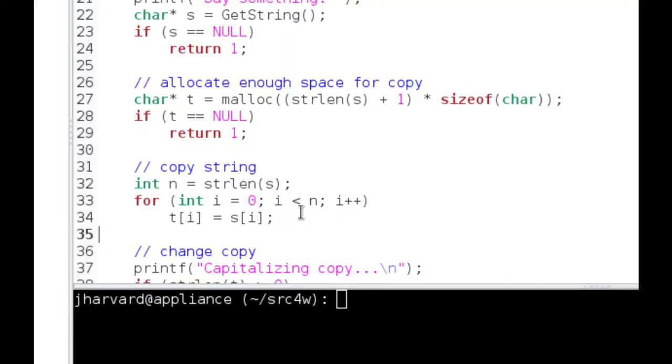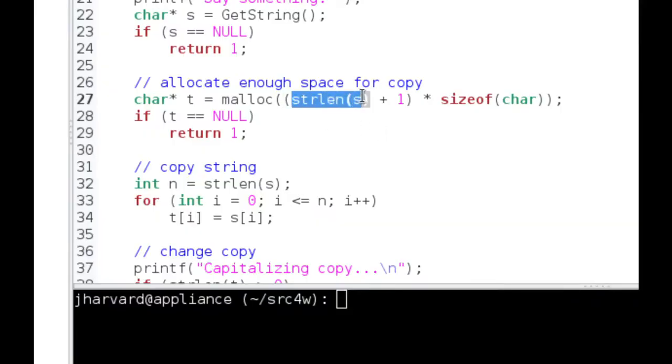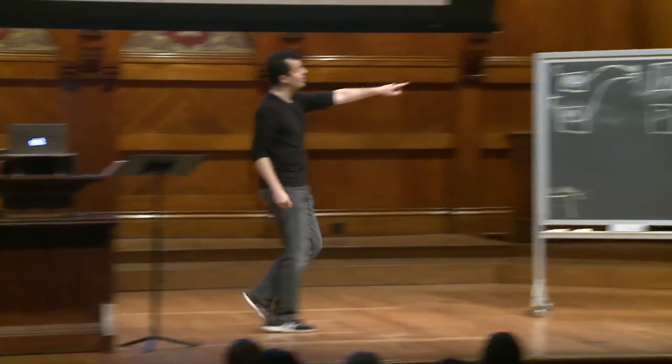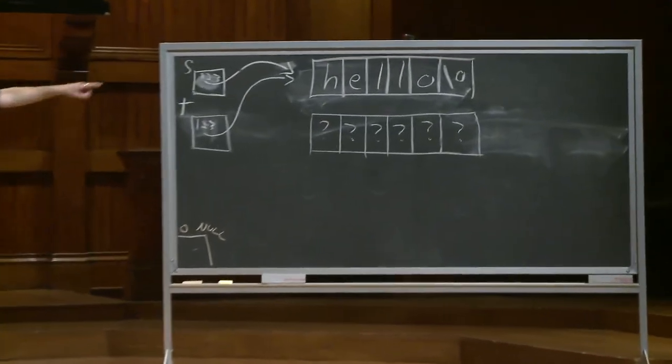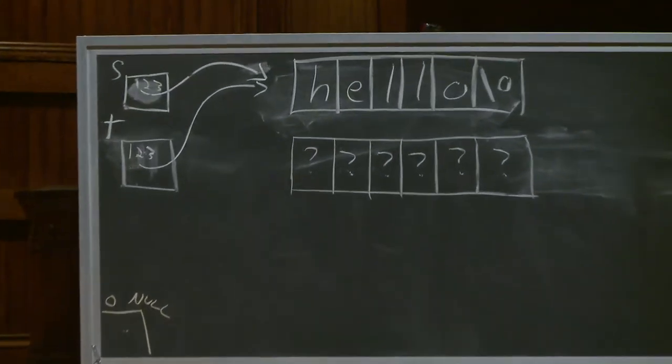Exactly. We could just say less than or equal to n, which in general has been bad, because almost always when we go up to equal to the thing we're counting, we go one step too far. But remember, how many bytes did we allocate? We allocated strlen of s, so 5 plus 1 for a total of 6. So in this case, we could do something like this, so that we're copying not just the H-E-L-L-O, but also the backslash 0 at the very end.